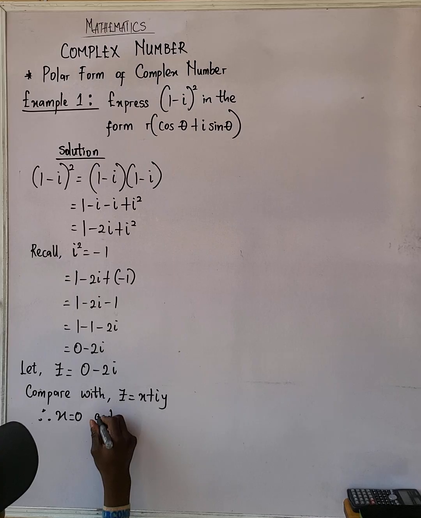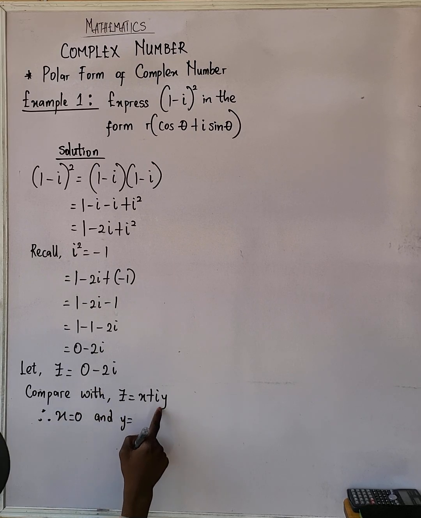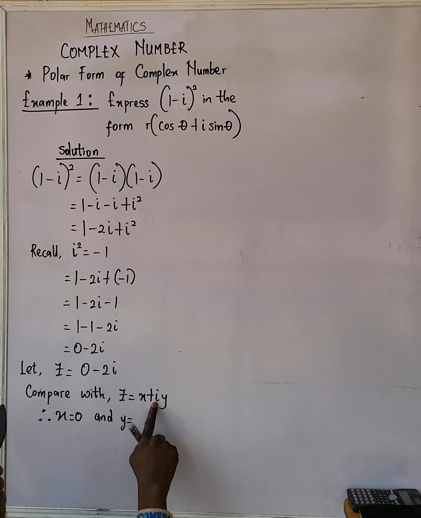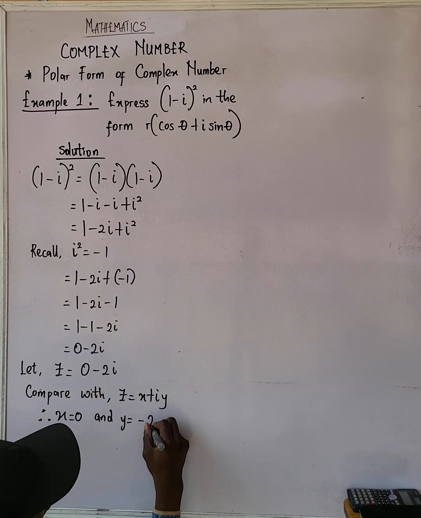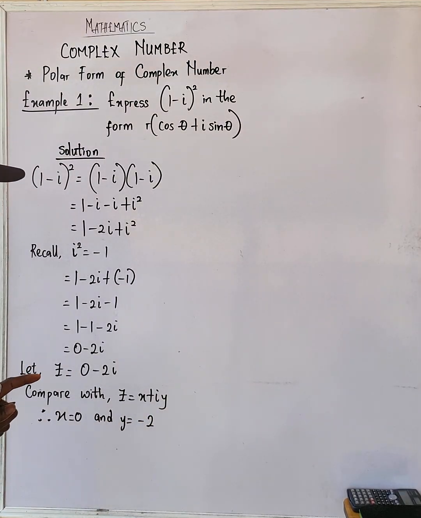And our y is equal to what? The coefficient of the imaginary i is y. The coefficient of the imaginary i here is minus 2. Don't forget, I always tell you to take it with the sign. Always take it with the sign.